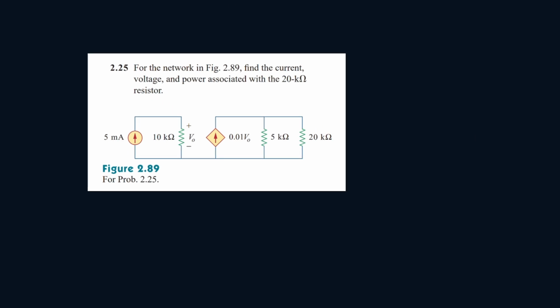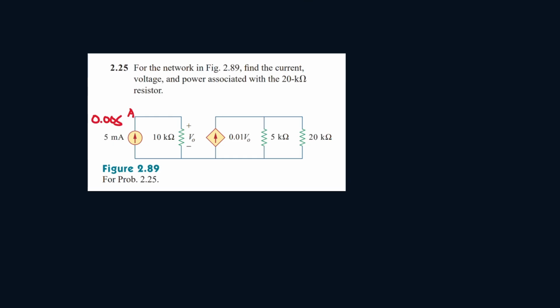Okay, for the following network, we have to find, what do you have to find? We have to find the current, voltage, and power associated with the 20 kilo ohm resistor. So first, let's convert everything to amps and ohms. This will be 0.005 amps. Hold on, let me draw this more neatly.